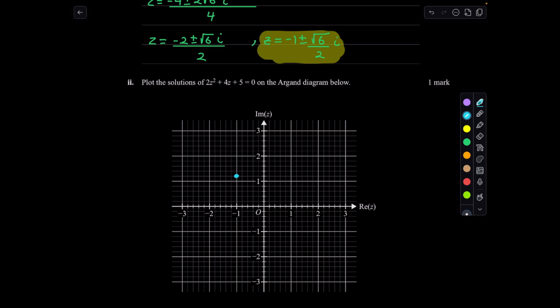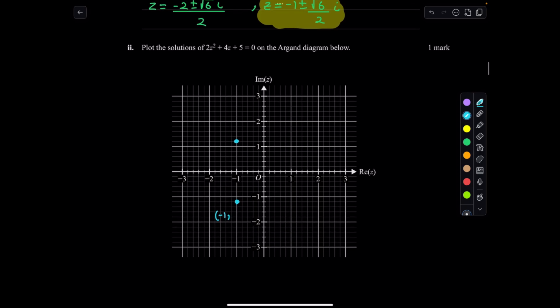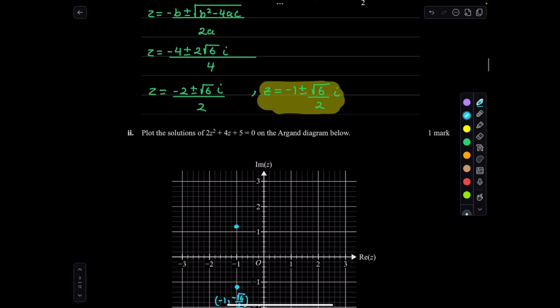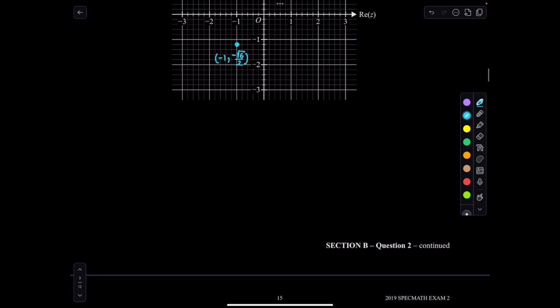Perfect. And of course, negative 1 minus root 6 on 2, which is just over here, because it's going to be negative 1.2. So these are your two values over here. I'm going to just label those. In terms of coordinates, that's going to be negative 1, comma, negative root 6 on 2. And this one here is negative 1, comma, root 6 on 2. Easy. Perfect. 1 mark.